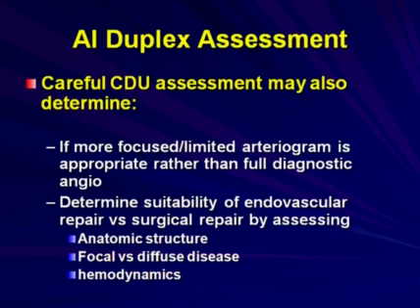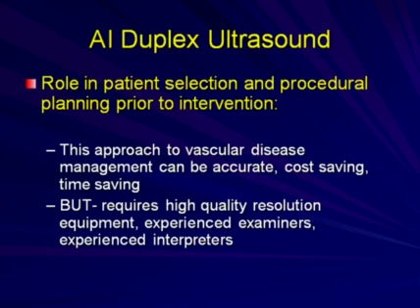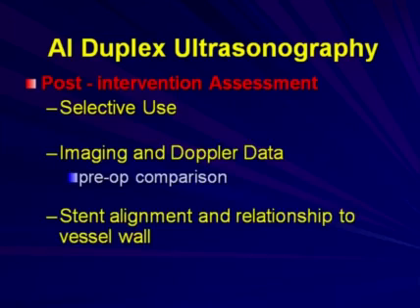Many of these patients have other comorbid problems like marginal kidney function, and it may be helpful not to give them a full dye load. We may be able to determine the suitability of the endovascular repair versus an open surgical repair just looking at the anatomic structure, if it's focal versus diffuse disease, and what the hemodynamics are within the segments. This role in patient selection and procedural planning prior to intervention can be accurate, cost-saving, and time-saving, but it does require high-quality resolution equipment and experienced examiners and interpreters.